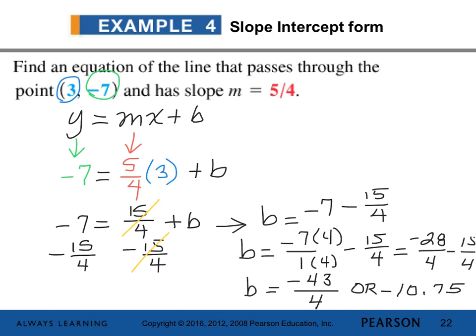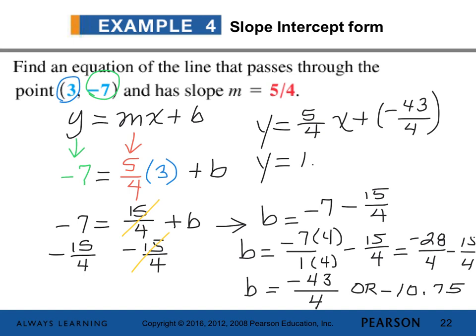So that means your equation here is going to be y equals 5/4 times x plus -43 over 4, or it's perfectly okay to say that the equation is y is equal to 1.25, because 5/4 is 1.25, times x minus 10.75.